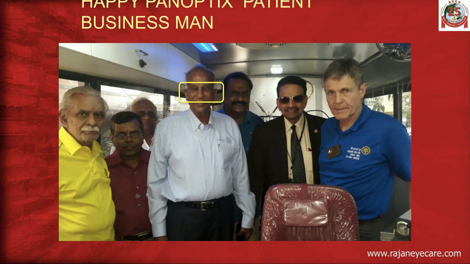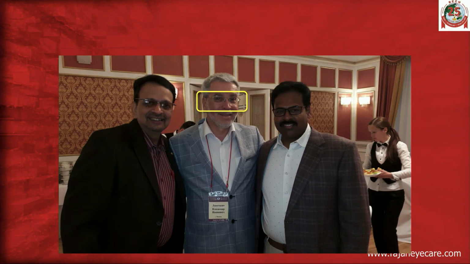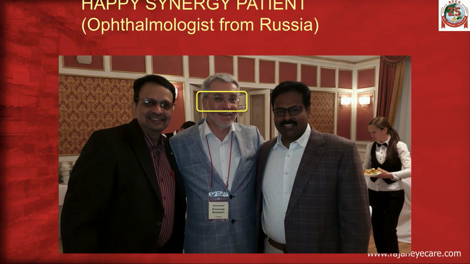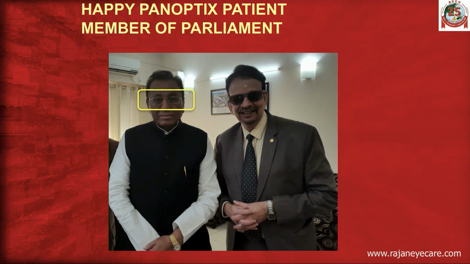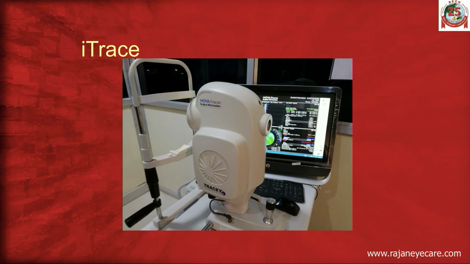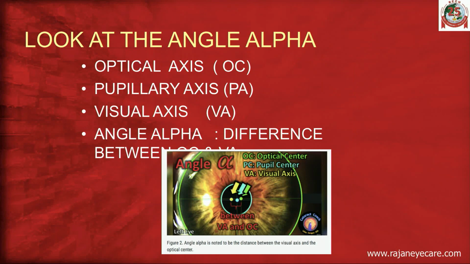Happy PanOptix patient, a businessman, again an ophthalmologist from Russia. You can see he's very happy with the Synergy lens. Member of parliament: with these politicians, you can do whatever you want, put whatever lenses you want. Again, eye tracing is very important. Why is eye trace important? Because I do eye trace for all the patients. You need to know the angle alpha.